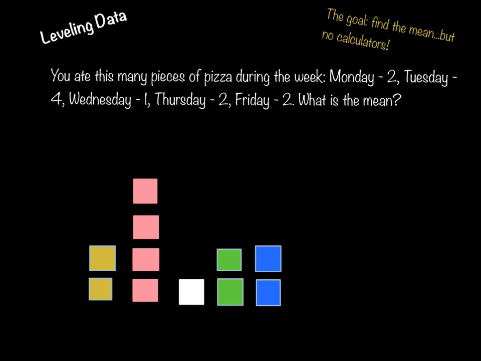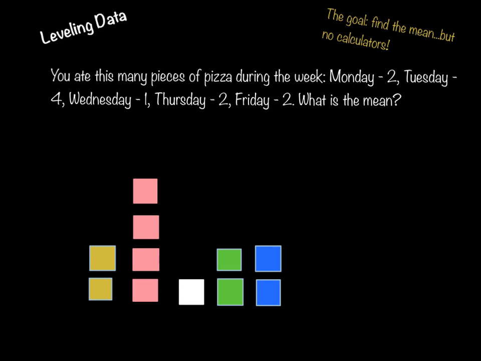Let's say that you got really lucky and you ended up with pizza for the week, and you ate this many pieces of pizza during the week. Monday you had 2, Tuesday you had 4, Wednesday you had 1 piece, Thursday 2, and Friday 2, and by Friday maybe you were sick of it too. But basically we want to know what is the mean. So once again, we're not going to use calculators, we're just going to find the mean.